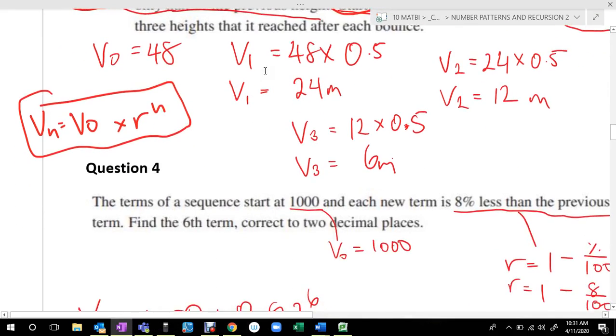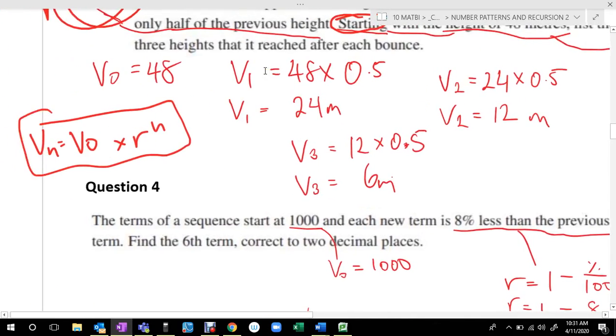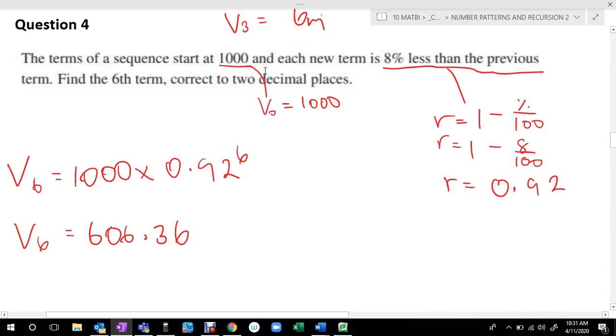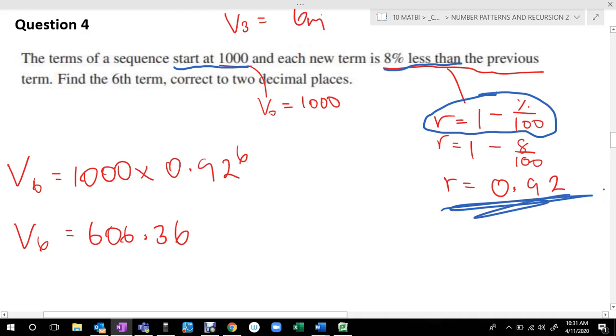No, okay, cool. All right, question 4, or you can use the nth term rule for that. Question 4, a sequence starts at 1000. Another keyword there, start. That means that has to be a V0. And each new term is 8% less. 8% less means the ratio that you're going to use is the decreasing ratio, which is this. So R equals 1 minus percentage over 100, and there's the ratio.